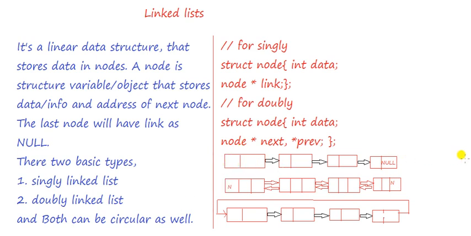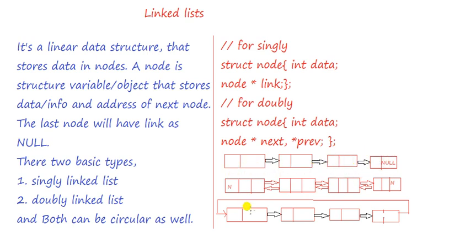For non-circular, as I have shown here, it forms a linear path. It will not come back to the first node. So you will traverse from first to last. Then again if you want to traverse, you have to come back to the first. So how can you come back? There is no way out now. You have to go to the head node and get it.